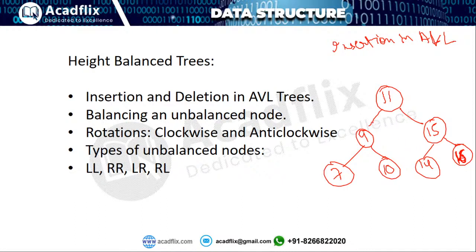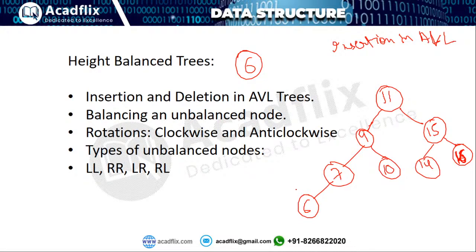Okay. So this is an AVL tree. Now let's say I wanted to insert 6. I'll do it in a similar way. 6 is less than 11, so I come to the left. Now because 6 is less than 9 also, I come to the left. Now 6 is less than 7, that is why I again come to the left and I do the insertion.